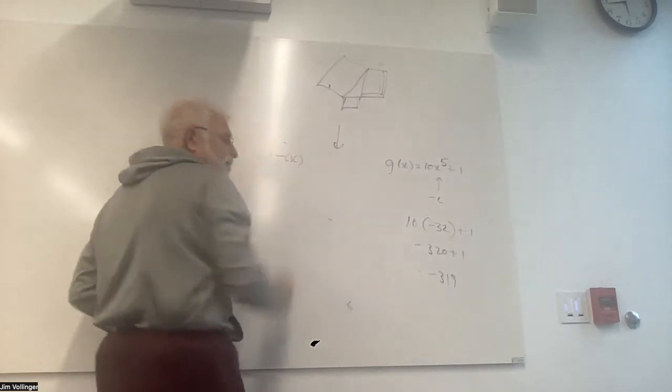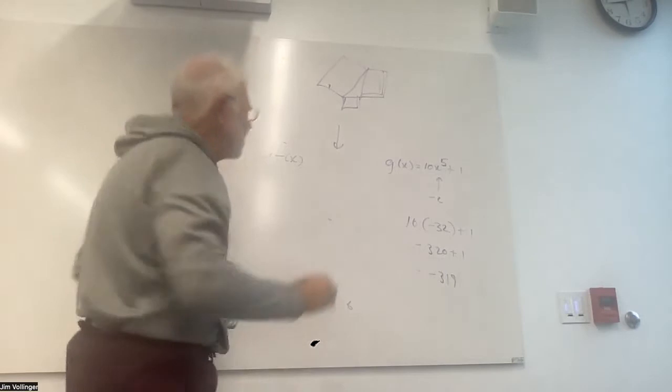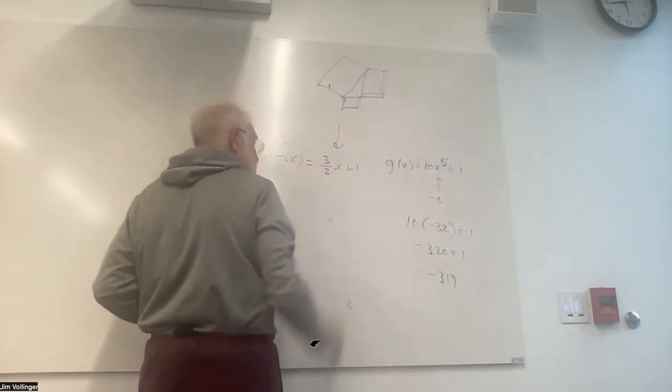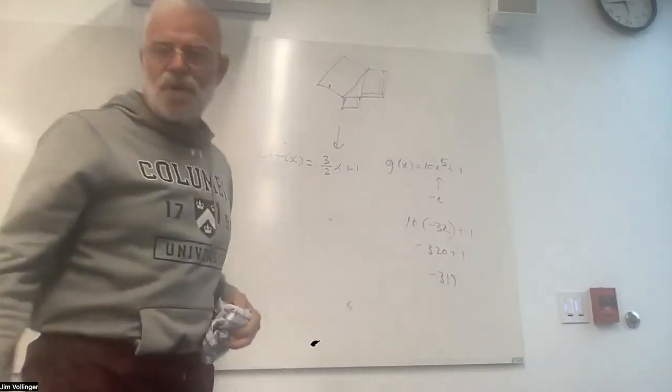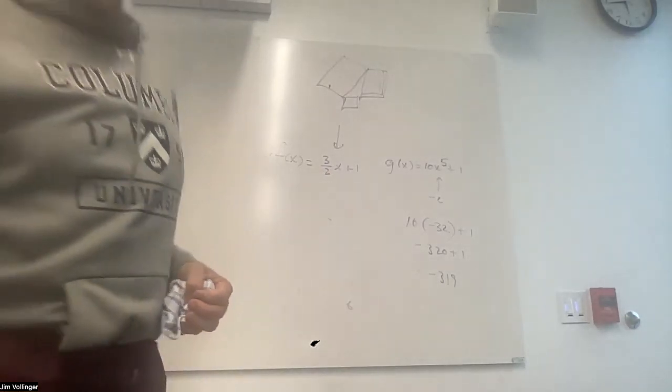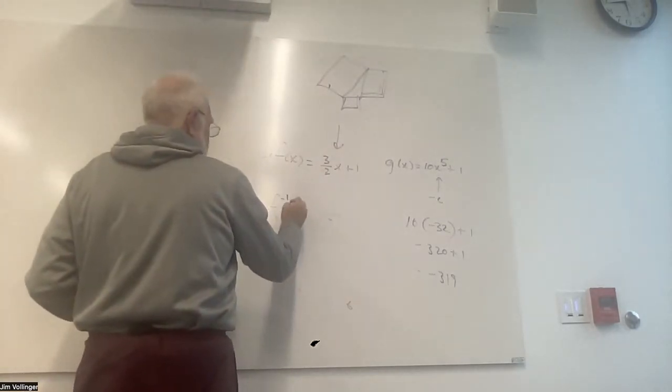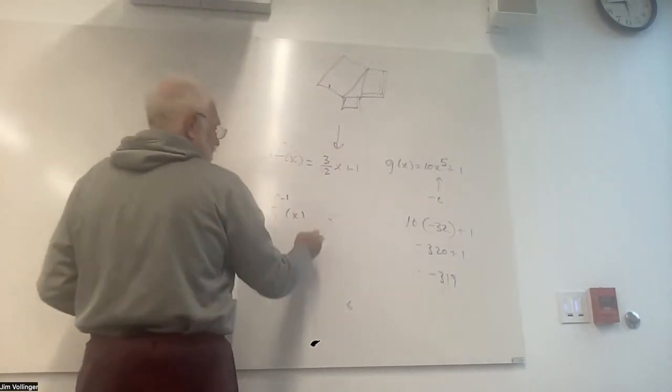I don't know, why did I erase that? F of x, I can't even remember what it was. 3 halves x plus 1, I think that's what it was. Yeah, pretty sure. And so the last one here is the inverse. All right, so we're going to find the inverse of that calculation.